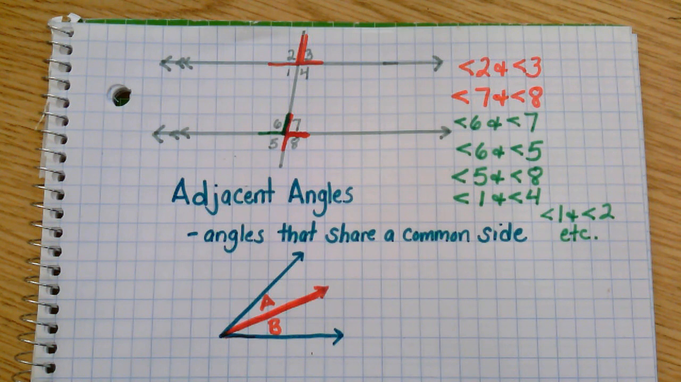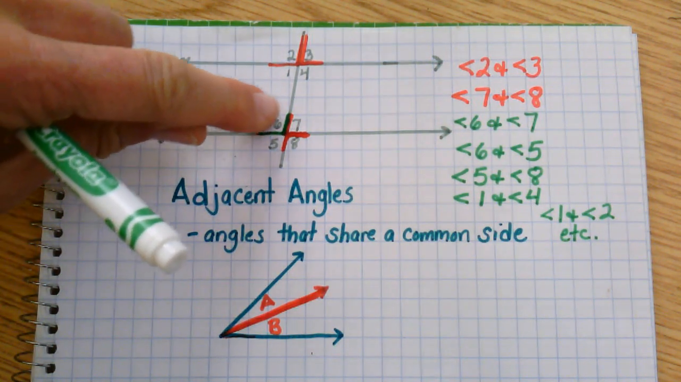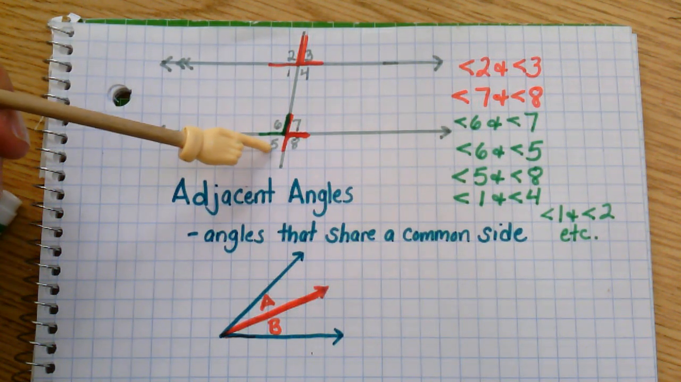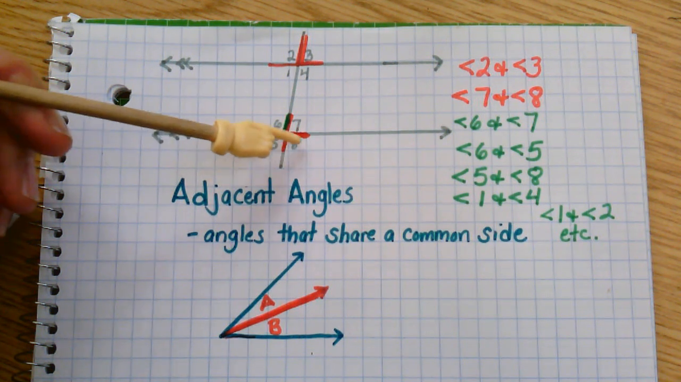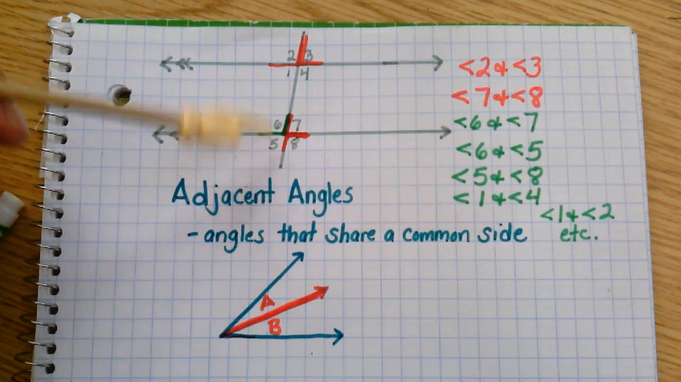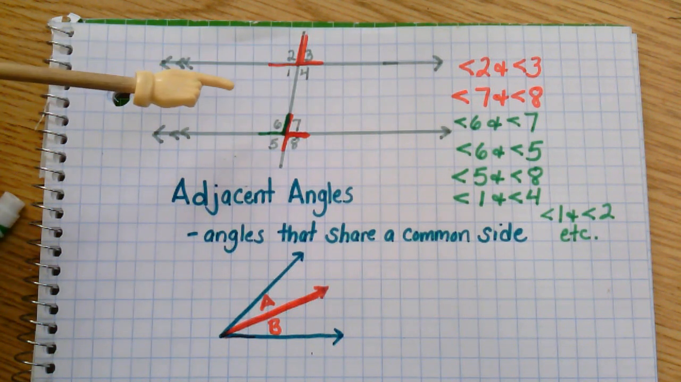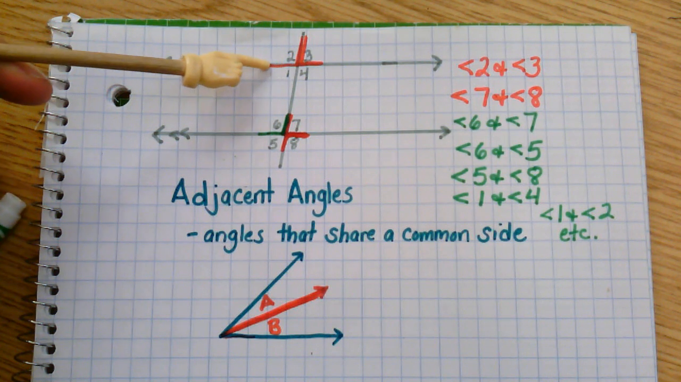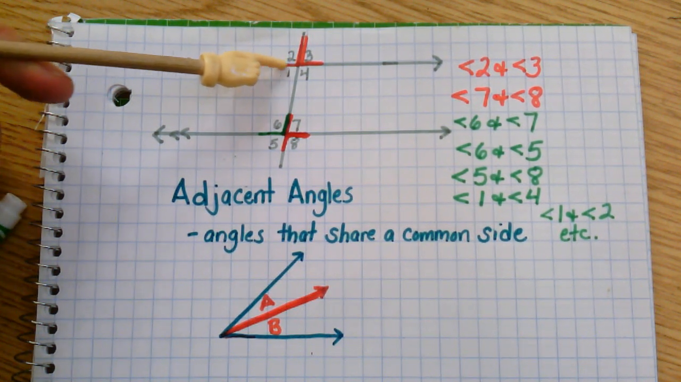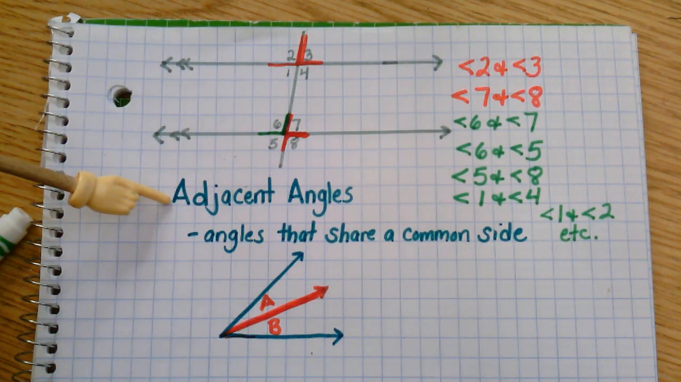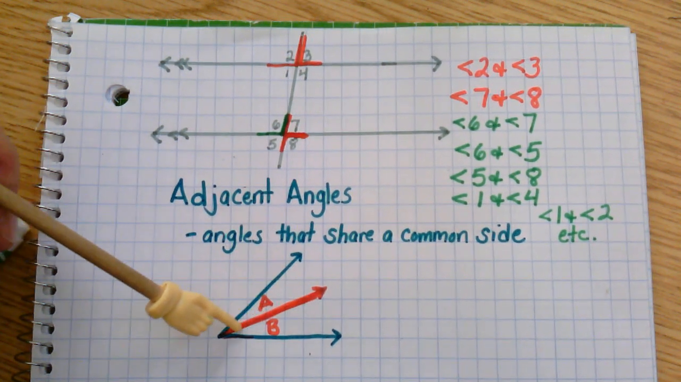Here are some more adjacent angles. Angle 6 is adjacent to angle 7. Let me switch to my pointer. Angle 6 is adjacent to 5. Angle 5 shares a side with 8, so they are adjacent. 1 and 4 share this side, so they are adjacent. 1 and 2 share this side, so they are adjacent. And you can find even more than that. Again, adjacent angles are angles that share a common side.